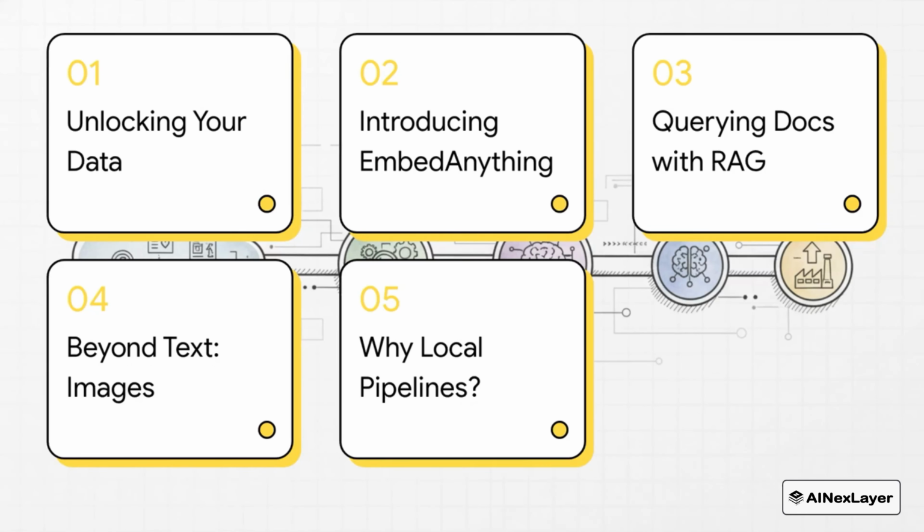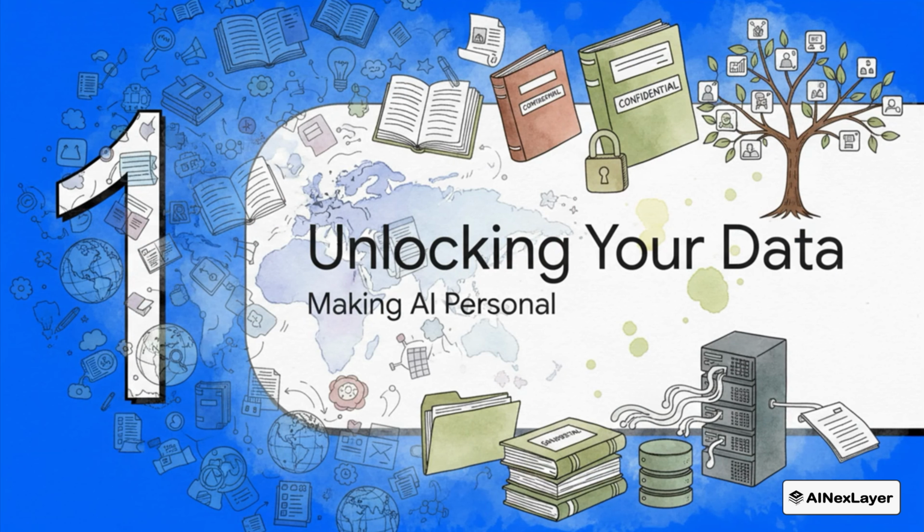So here's the game plan. We'll start with the big challenge, how to make AI aware of your personal stuff. Then we'll dive into a super high-performance tool called Embed Anything and see it handle both text and images. And finally, we'll tie it all together and talk about why running these pipelines locally is such a game changer for privacy and speed. All right, let's get into it.